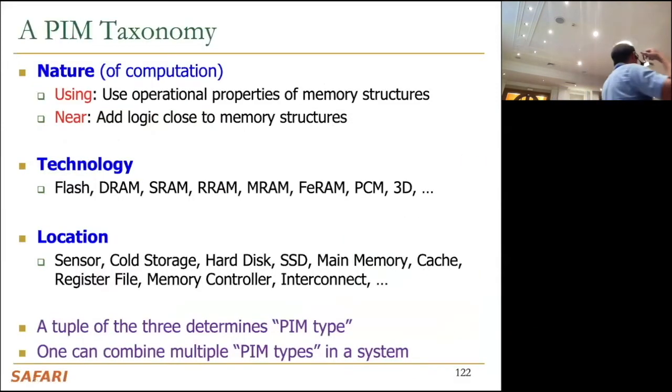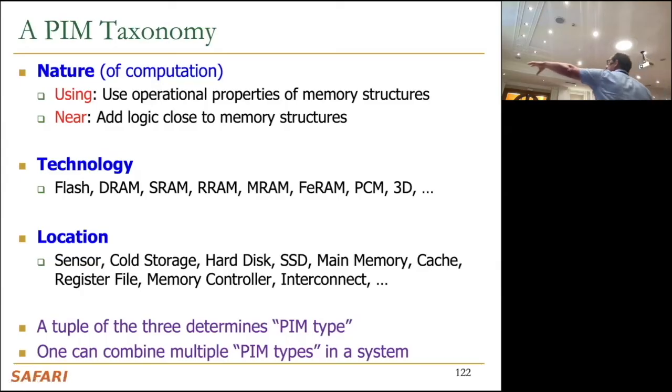So this is a longer taxonomy. I'm not going to go over this in detail, and we haven't put this into the paper yet. I would like to put this into the paper. But this was an example of nature. So a processing in memory system is really a tuple of nature, technology, and location. We talked about nature. Technology could be many different technologies. It could be DRAM, it could be flash, it could be SRAM, etc. It could be PCM. And location is location from the system's perspective.